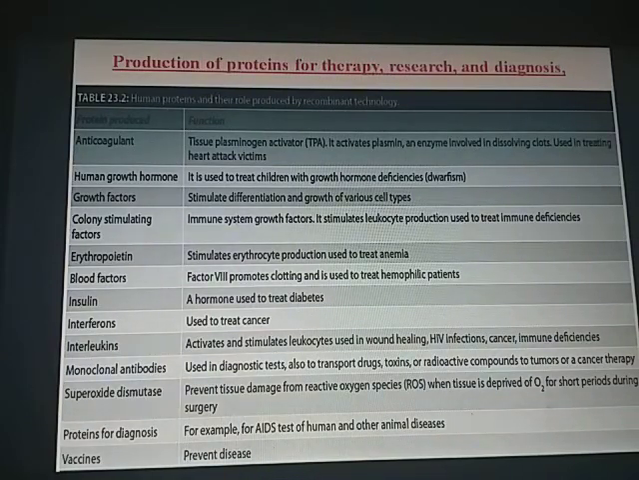In the same way, other proteins like human growth hormone, growth factors, colony stimulating factors, erythropoietin, blood factors, insulin, interferons and interleukins, monoclonal antibodies, superoxide dismutase, proteins for diagnosis, and vaccines are also produced by using recombinant DNA technology, which are very useful for various functions.